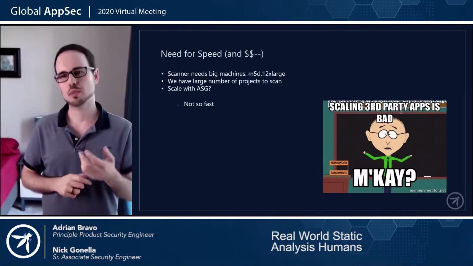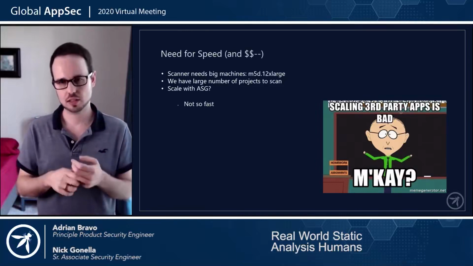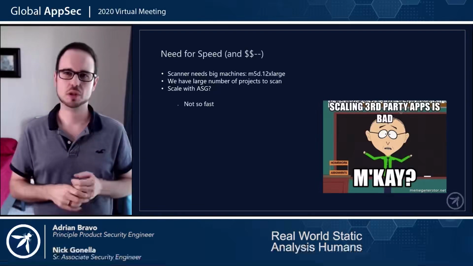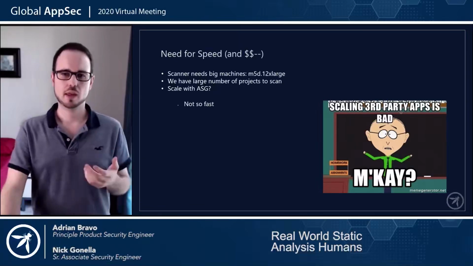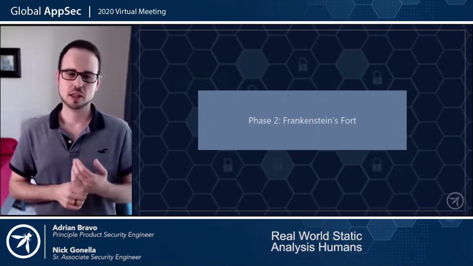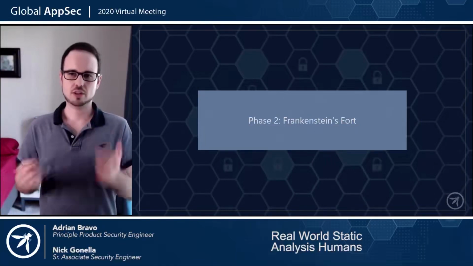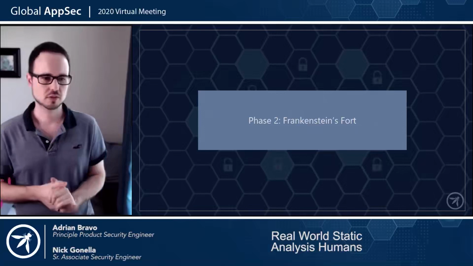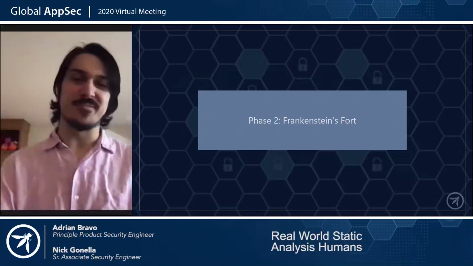So we needed to make changes to how we architected this, and we needed to think about how we're going to interact with the product in a way that solves this problem. And that's what my partner, Nick, is going to be telling you about in phase 2, the second part of this presentation. Thanks, Adrian.